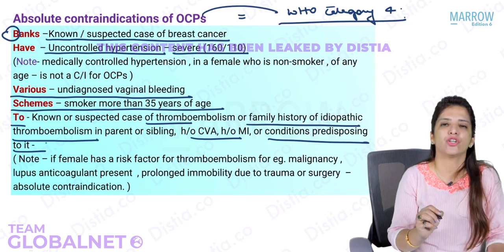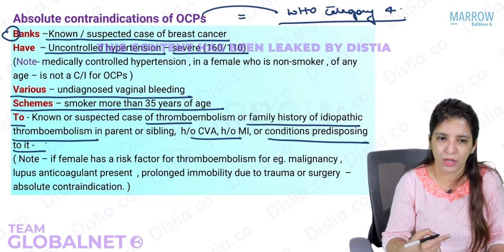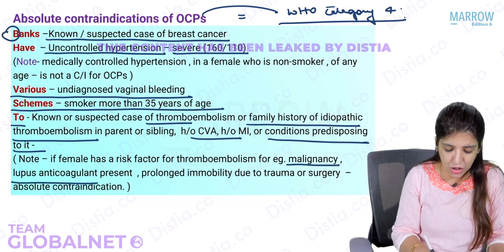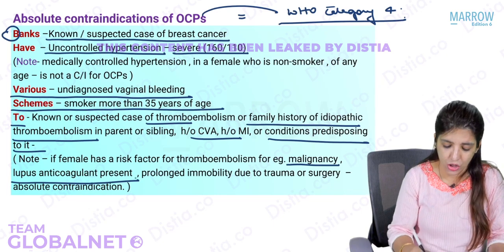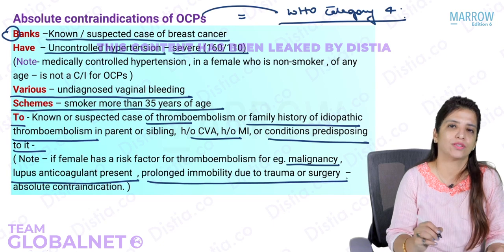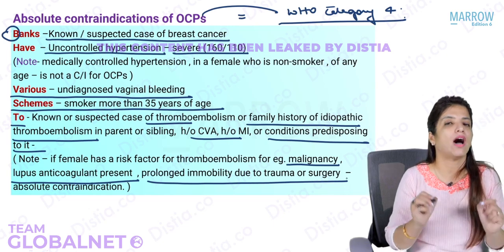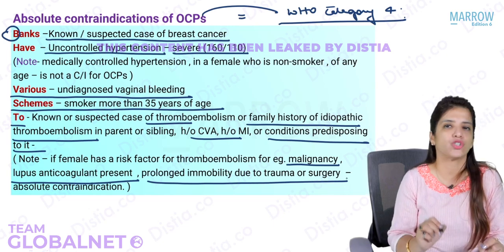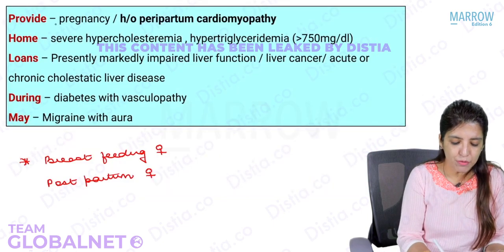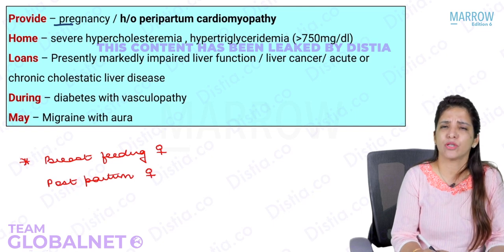Now, what are the conditions which predispose to thromboembolism? If your patient has malignancy, or lupus anticoagulant, or if there is prolonged immobility due to trauma or surgery, again, these are absolute contraindications for using oral combined pills. Then comes pregnancy. Definitely pregnancy is an absolute contraindication.